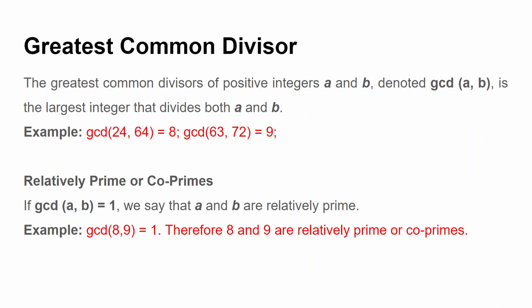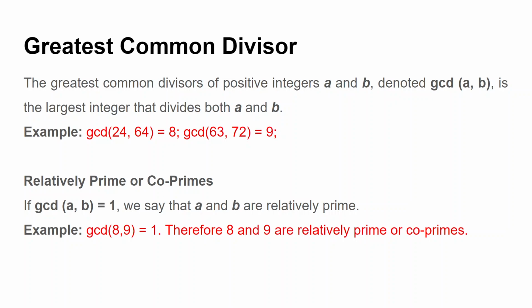Now let us discuss the greatest common divisor. The greatest common divisor of positive integers a and b, denoted by GCD(a, b), is the largest integer that divides both a and b. For example, GCD of 24 and 64 is equal to 8. Similarly, GCD of 63 and 72 is equal to 9.